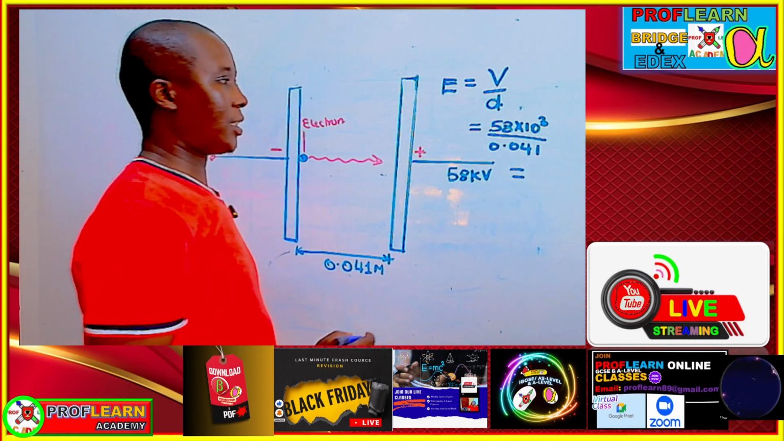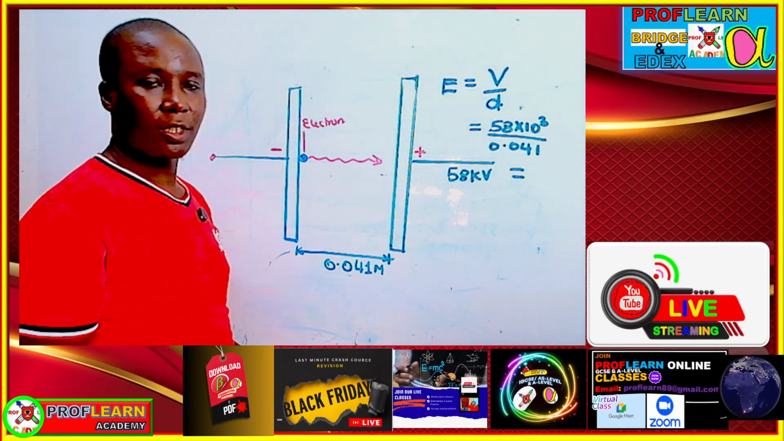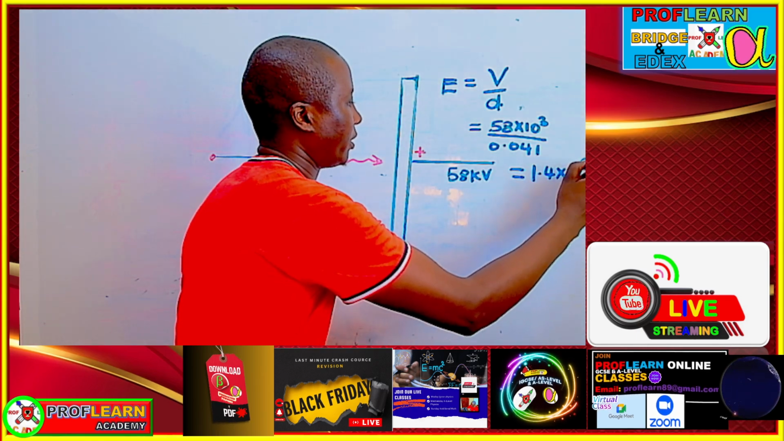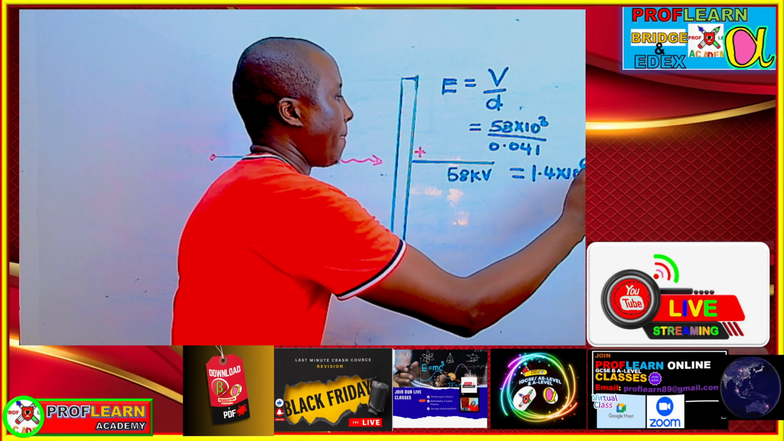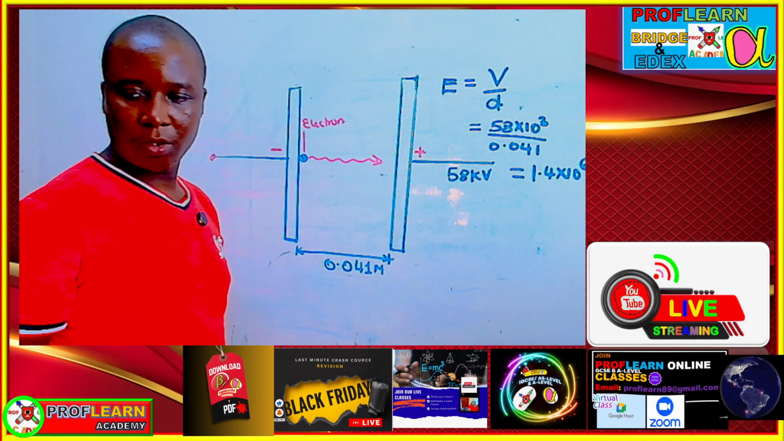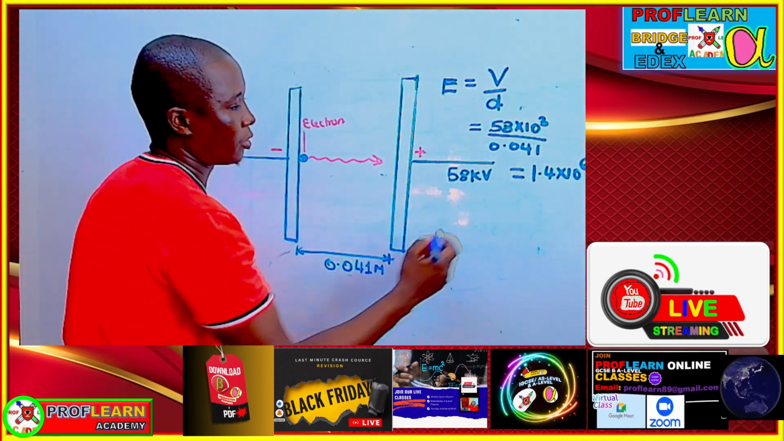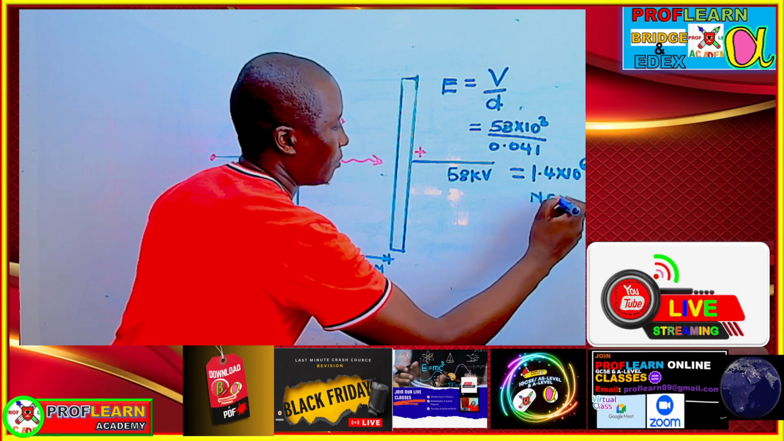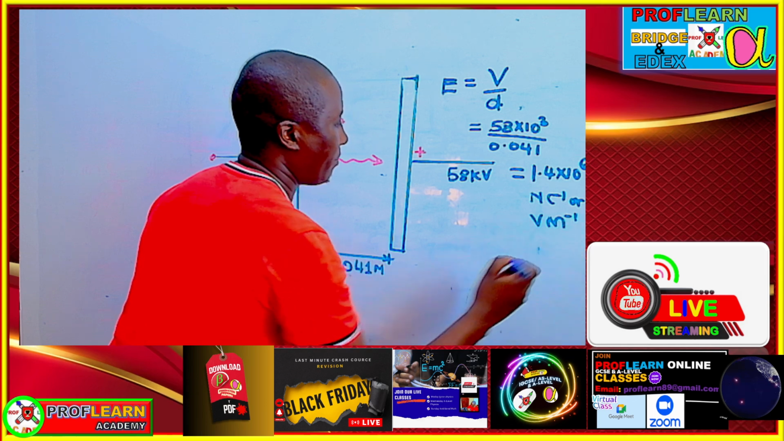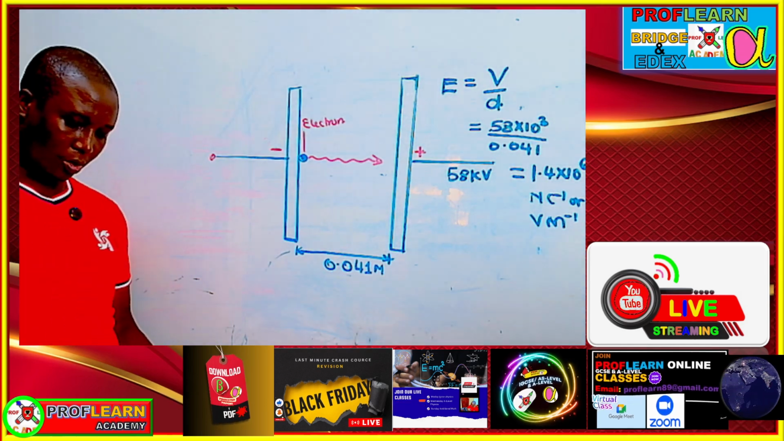And if you work it out, you are going to get your answer as 1.4 times 10 raised to power 6 Newton per coulomb. We can write the units there, Newton per coulomb, or it can be volt per meter. Volt per meter or Newton per coulomb.